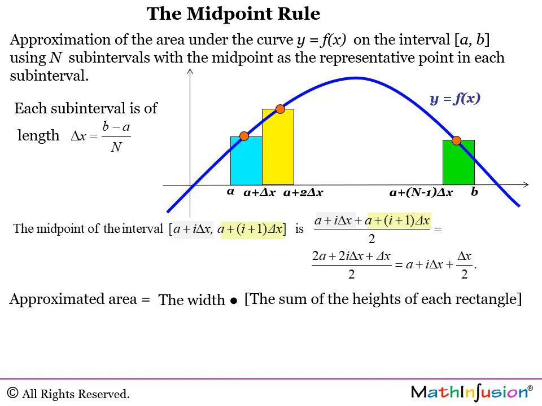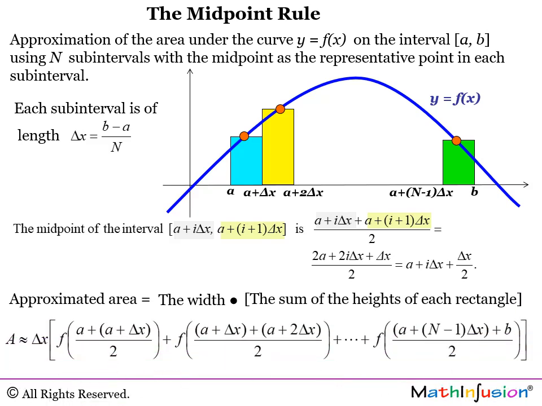And here's the approximated area. It's the width times the sum of the height of each one of those rectangles. And we get that.